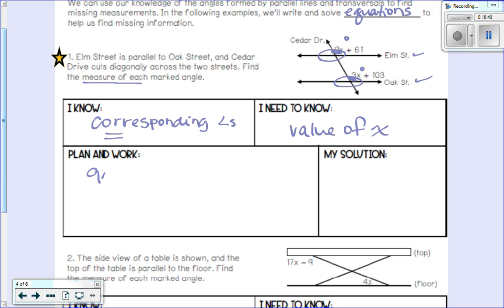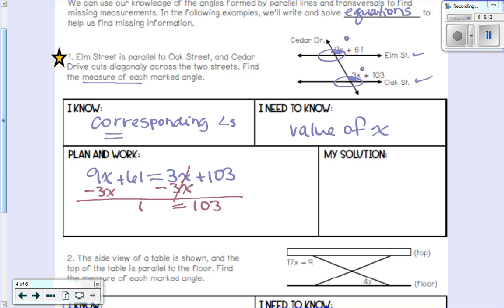9x. Am I right? 9x plus 61 equals 3x plus 130. And now we can solve for x. Subtract 3x on both sides. That creates a zero pair, so we're left with 103 on the right side. Pretty good so far? Okay.